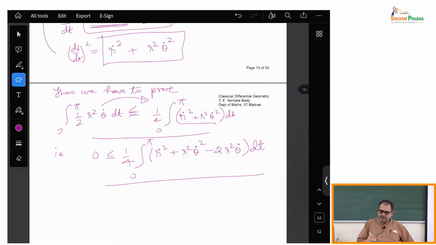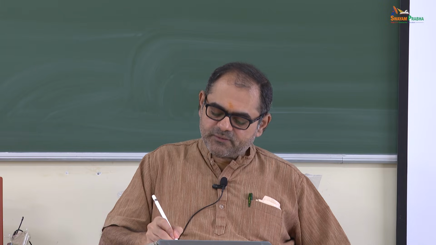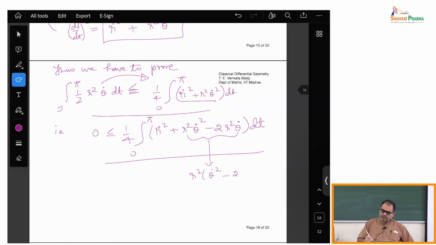if you look at these two terms, there is an r squared which you can pull out, and what you get is theta dot squared minus 2 theta dot. The square of that can be completed as theta dot minus 1 the whole squared. So you see this term here is r squared into theta dot squared minus 2 theta dot, and this is equal to r squared into theta dot squared minus 2 theta dot plus 1 minus r squared. Complete the square so that this becomes r squared into theta dot minus 1 the whole squared, minus r squared.